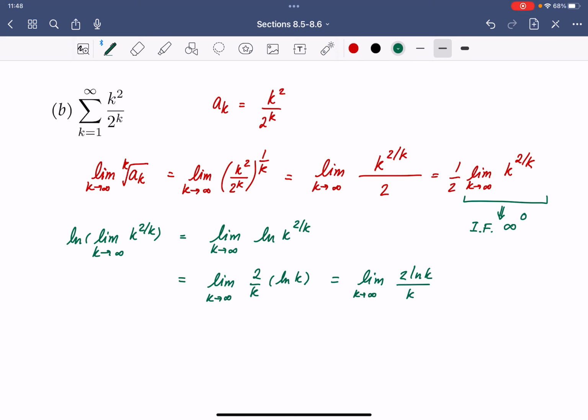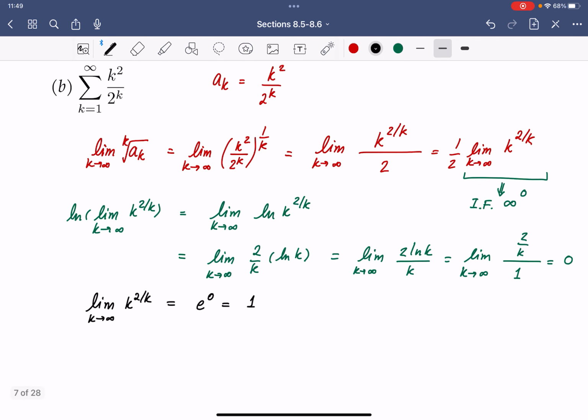If you do L'Hopital's rule now, because it's infinity over infinity, it's going to be 2 over x and 1, not 2 over x, 2 over k. We use k now, and 1. So this is the L'Hopital's rule step. And now this is actually 0, right? So once you get 0 there, it means the limit of k to the 2 over k is going to be e to the 0, which is 1.